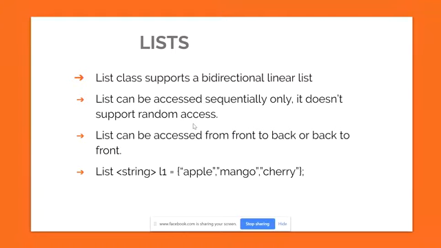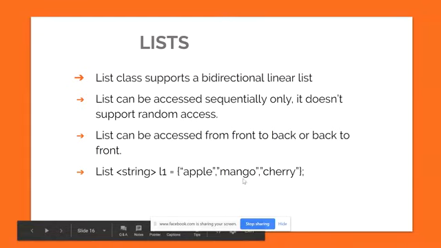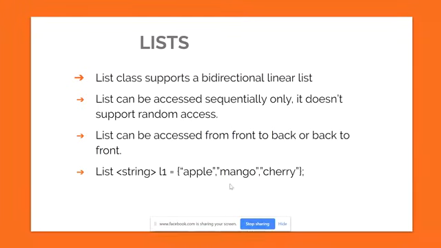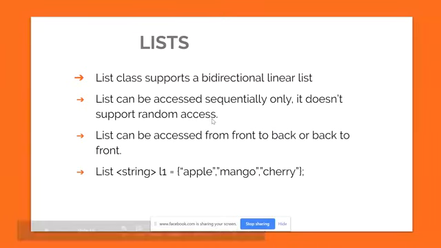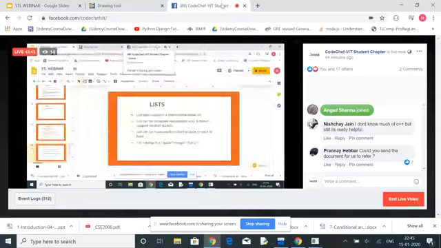Suppose there is a list containing 3 elements, and I say I want only the second element, that is the mango. I can't write L1.at(1) because the index is 1 here. That won't give you the result. It is going to give an error because this function is not supported here. You can't access randomly any data present in the list. You can only go from front to back or back to front in sequential order because it's a bidirectional list. Okay, so we'll work with some of the code.